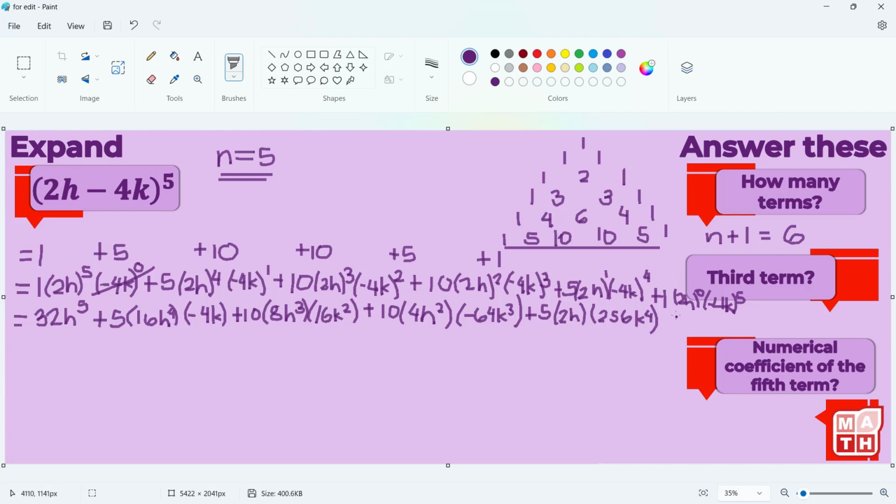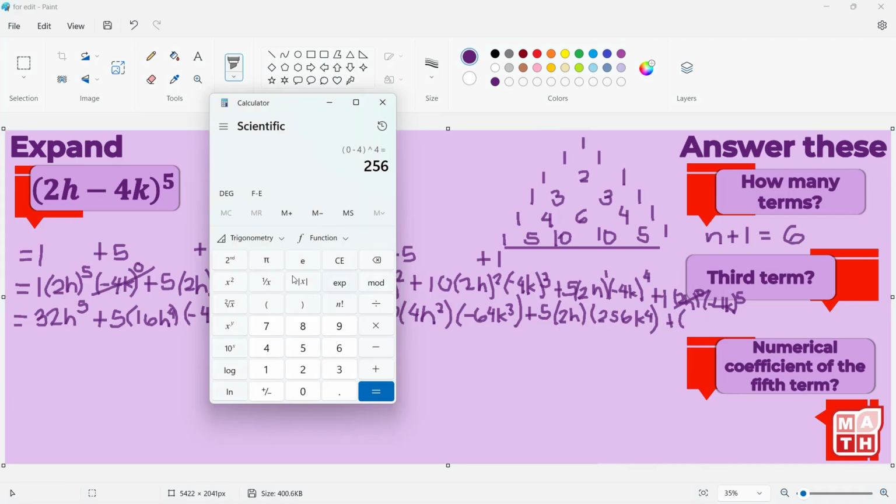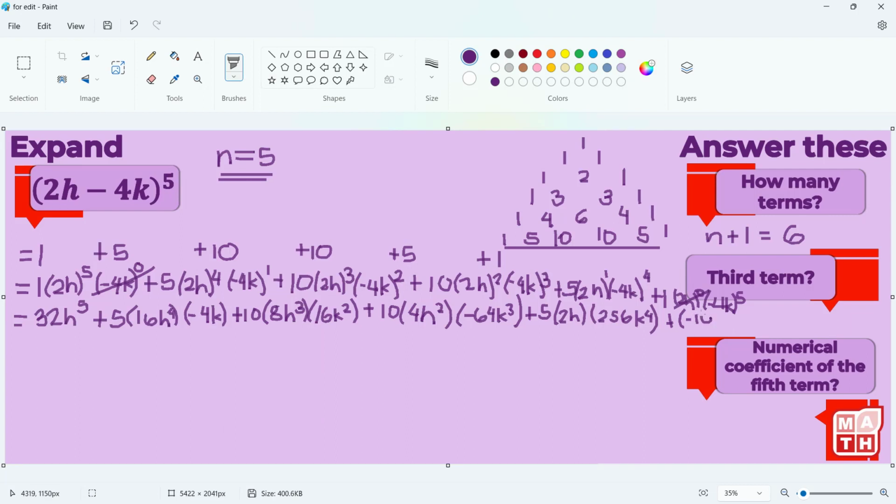Of course, you have your calculators to use. No need to worry about that. This is also 1. So you have plus negative 4 raised to the power of 5. Sorry, let me do it again. So we have negative 4 to the power of 5. So 1024. So negative 1024 k to the power of 5, right? Let's stick with the process and answer these questions later. So let's do it step by step.